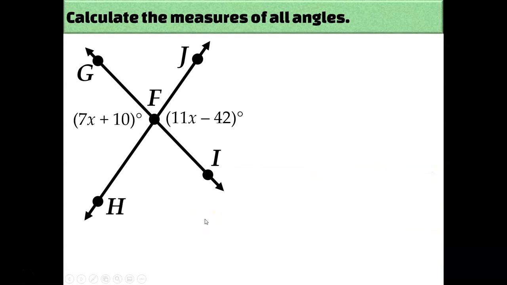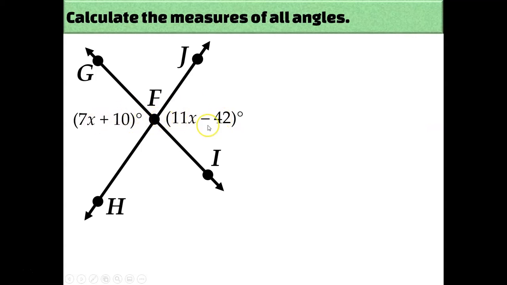Let's use our knowledge of vertical angles and linear pairs in an algebraic context. First question you need to answer for yourself on a diagram like this is, what kind of angles have been labeled? Are they vertical angles, or are they a linear pair? These are vertical angles because they're non-adjacent. They're on opposite sides of the intersecting lines. These two angles only share a vertex, no sides.